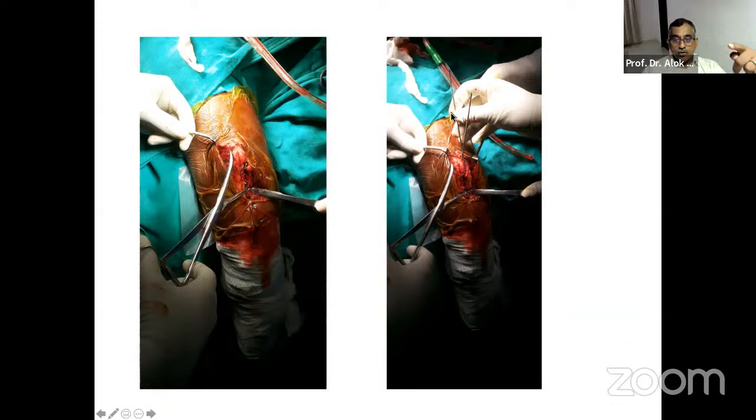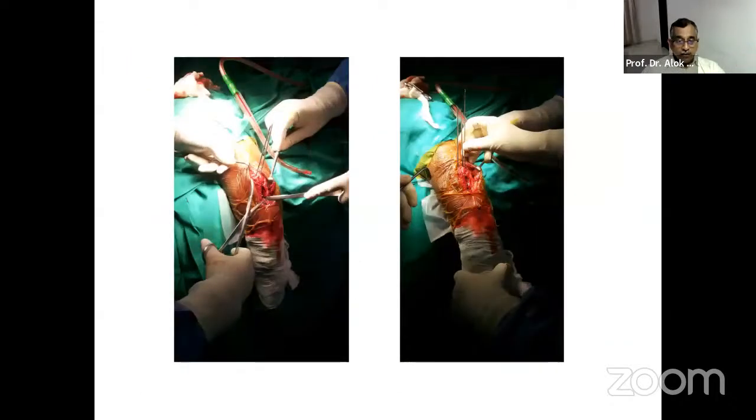Then again you take another wire and go parallel to the first wire, and they should go parallel. You can confirm the position. Don't pass them too much anterior, they will injure the nerve. Even with the posterior surgery, you can get a wrist drop. So be careful in your dissection.